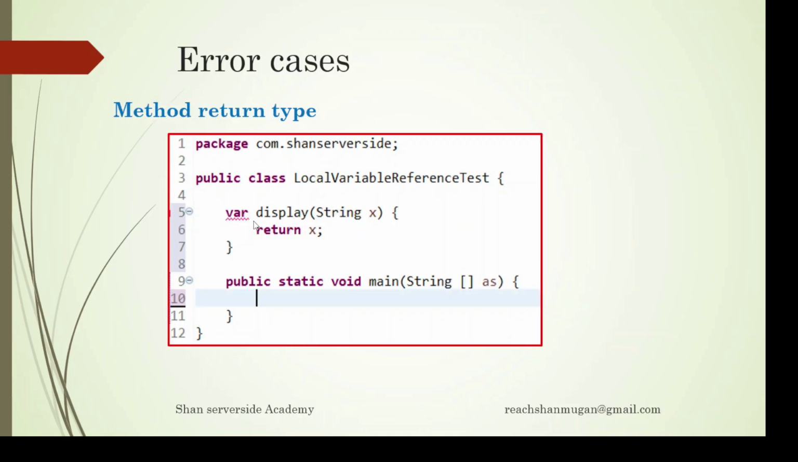And definitely it cannot be used as a method return type. Within a method you can declare a local variable x with var and you can return that, but in the signature you cannot mention var. So in the method signature, you cannot put the return type as var. We can generalize it: in the method signature, you cannot use var, either as the return type or even as a parameter type, which we have seen in the last slide.